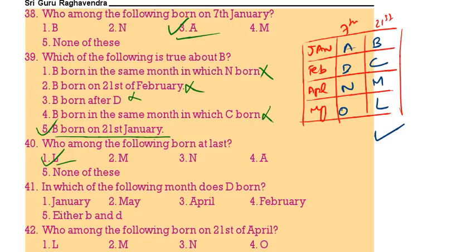Then who is born at last? L. Then which month is D born? D is born in February. February is the correct answer. Who is born on 21st of April? That is M. Then see the next one.